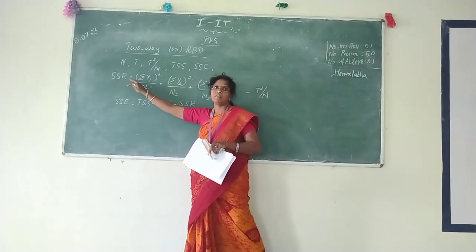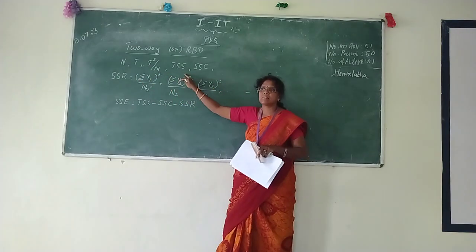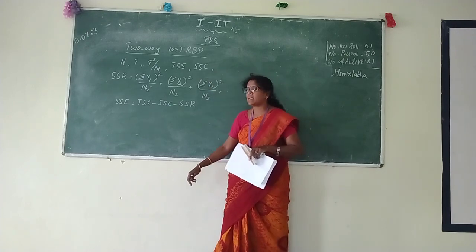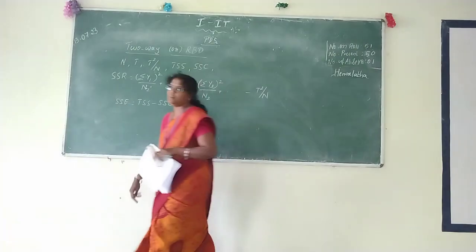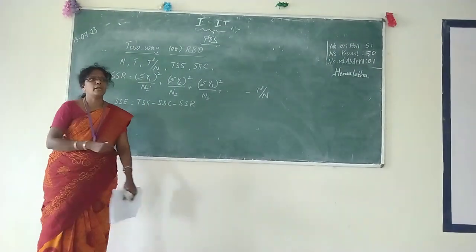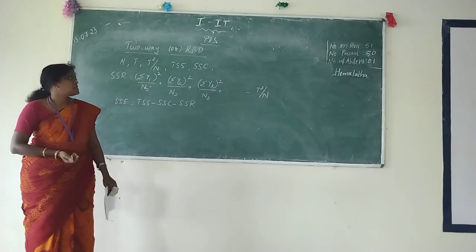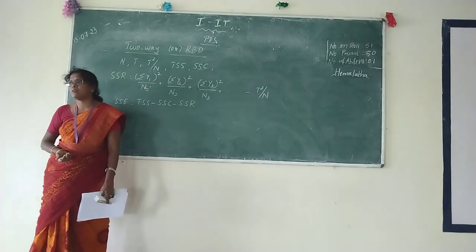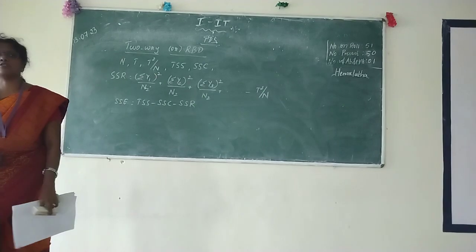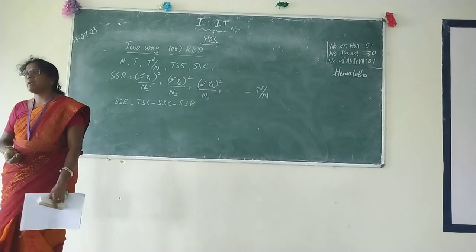Find n, T square by n, TSS, SSC. So right next, SSR equal to summation of y1 the whole square by n2, plus summation of y2 the whole square by n2, plus summation of y3 the whole square by n2, etc., minus T square by n.